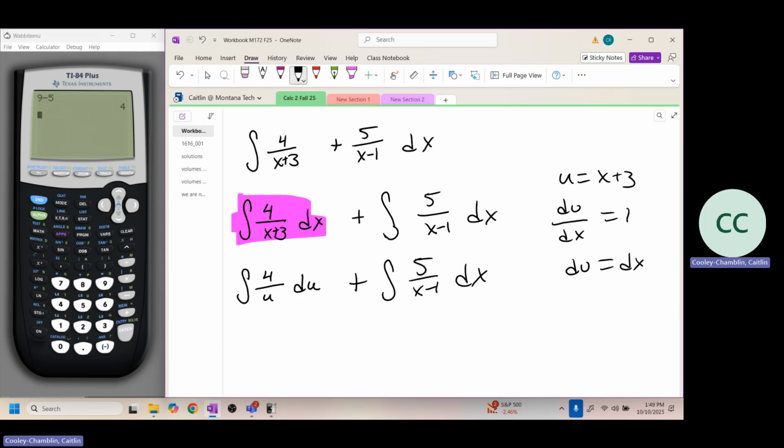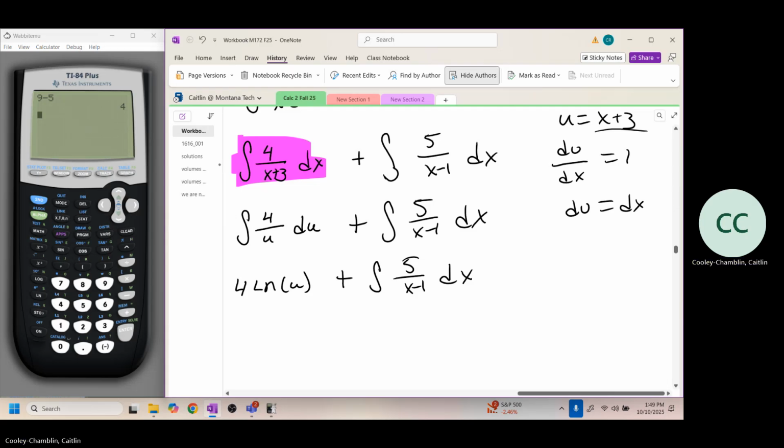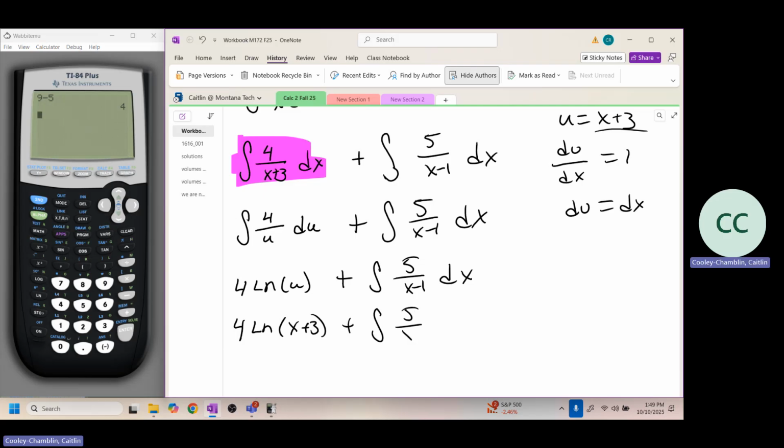Okay, so the integral of this, notice that it's a number over a u. This is just ln. So we have 4 ln of u plus the integral of 5 over x minus 1 dx. My u was x plus 3. So 4 ln of x plus 3, plus the integral of 5 over x minus 1 dx.